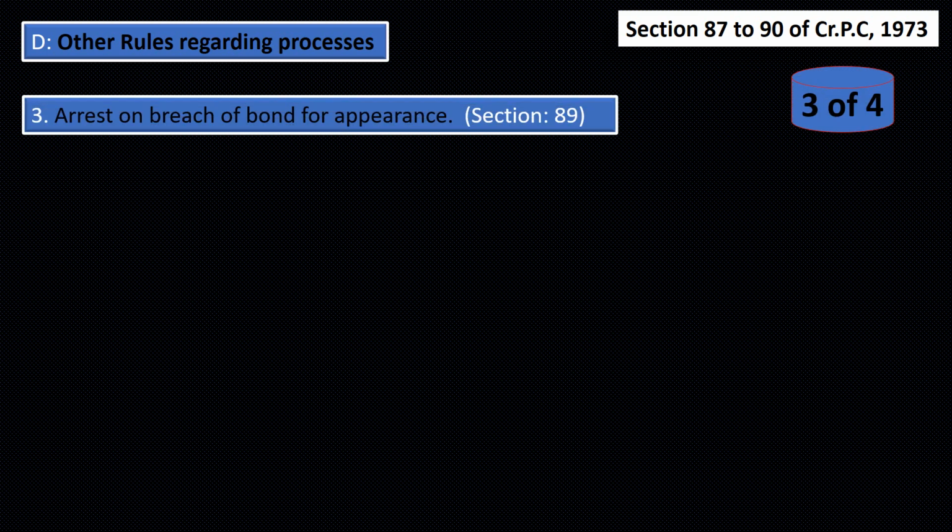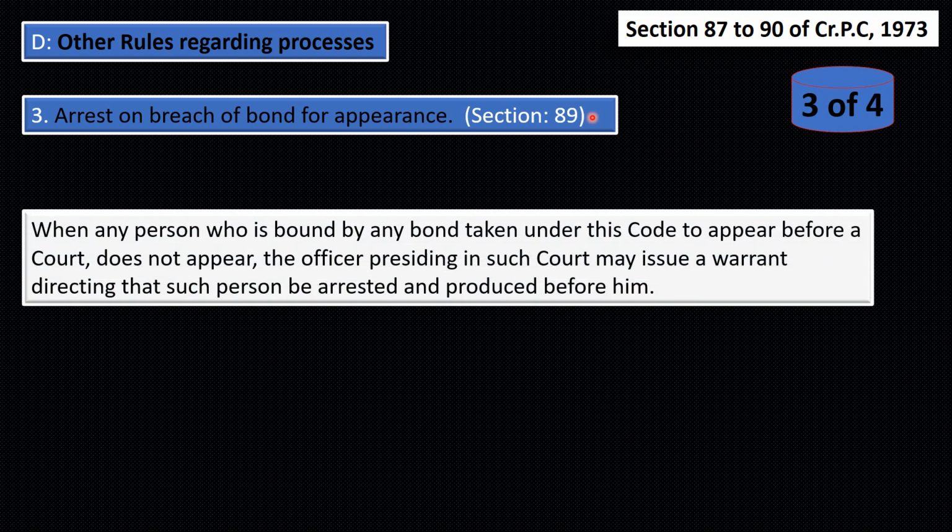Arrest on breach of bond for appearance as per the provision of section 89. Now section 89 says this thing: when any person who is bound by any bond taken under this code to appear before a court does not appear, the officer presiding in such court may issue a warrant directing that such person be arrested and produced before him.